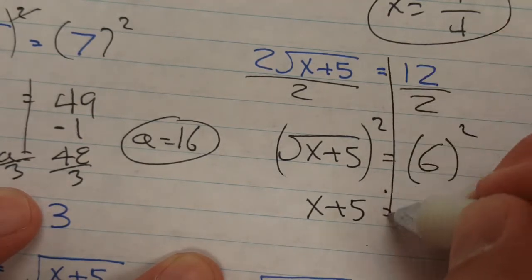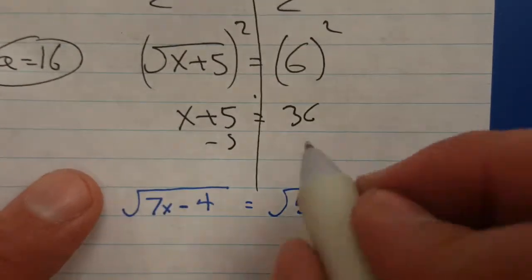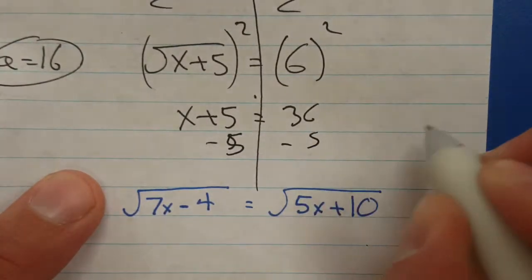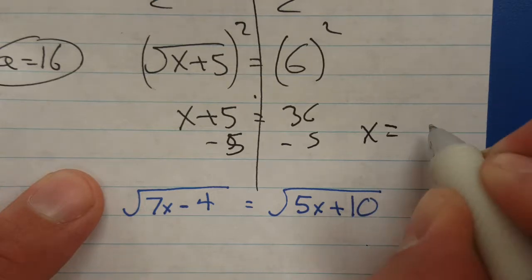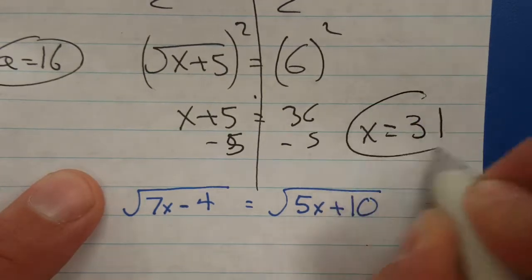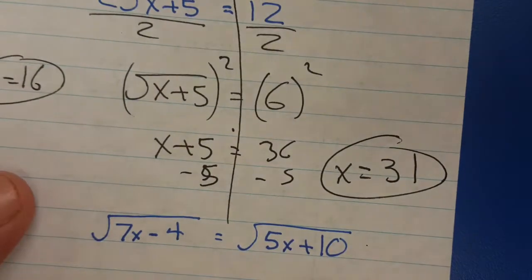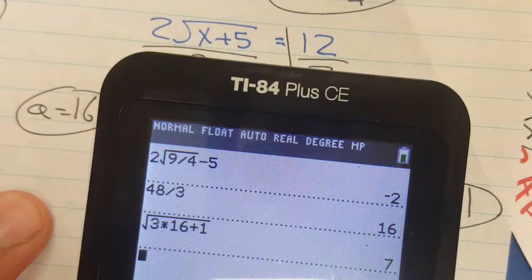Oops, should have had the line down here. Minus 5. I'm off camera too. Minus 5, minus 5. X is going to equal, I believe, 31. Sweet, we got it. Okay, let's double check. Let's plug 31 into the original equation.